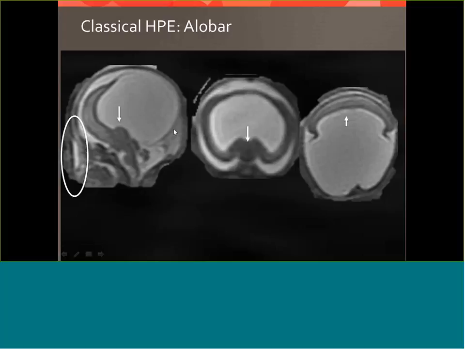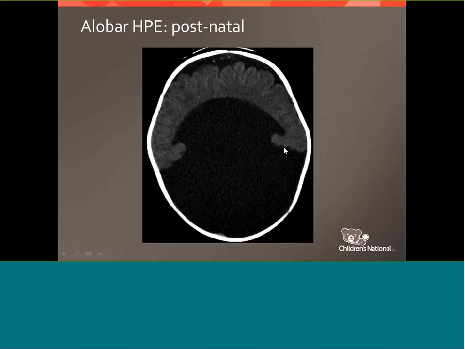But for the most part, you can think about it, with alobar holoprosencephaly, that the midline falx and interhemispheric fissure are not present. It's one of the major distinguishing features. And here's a postnatal CT, a very characteristic appearance, what we call a pancake in radiology.